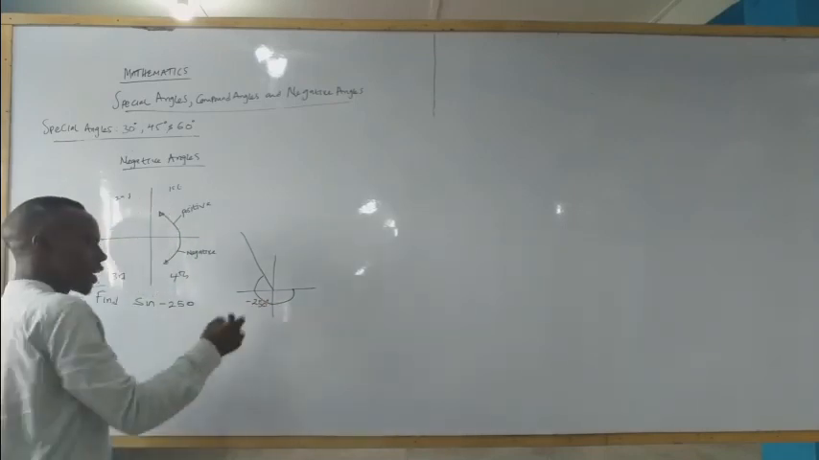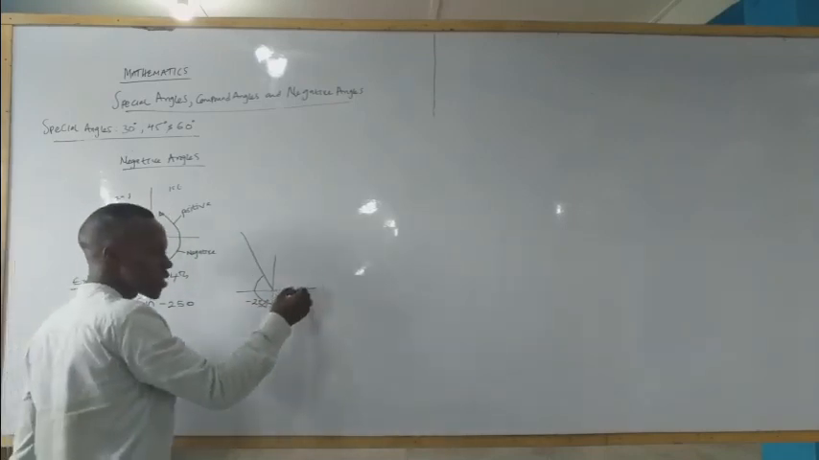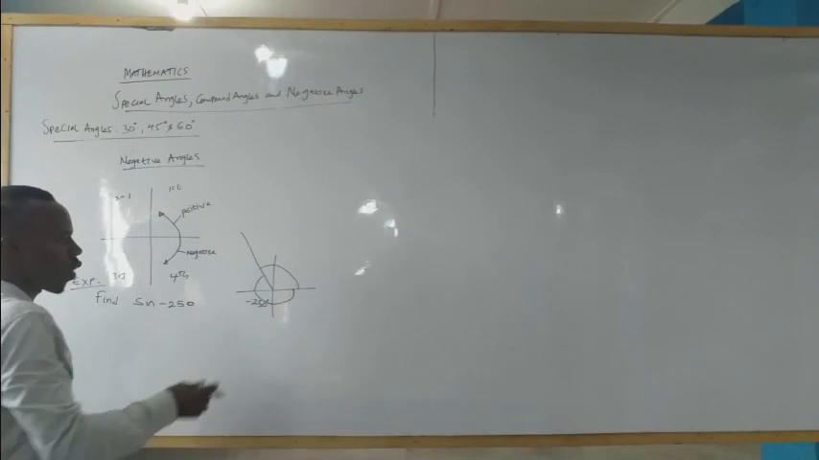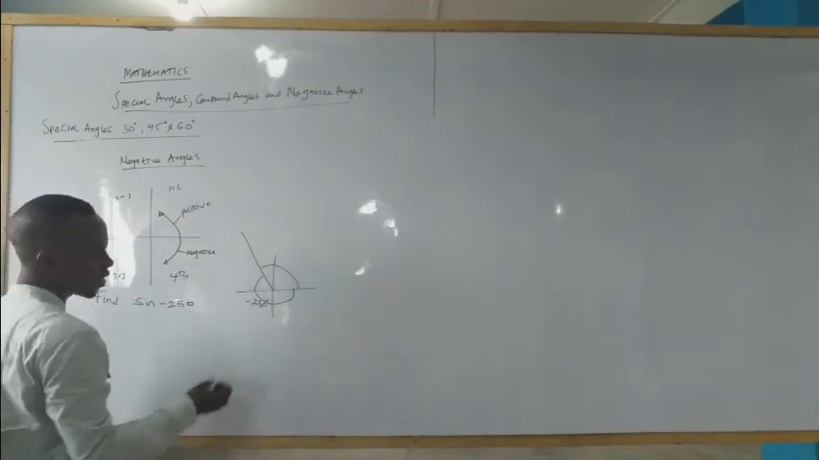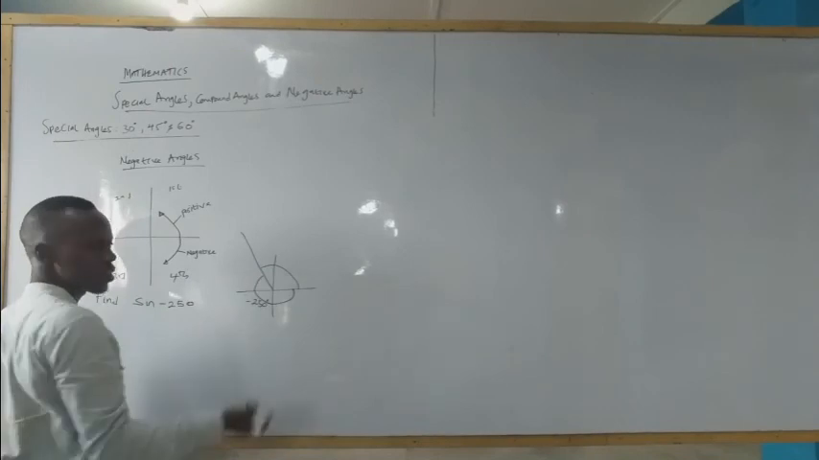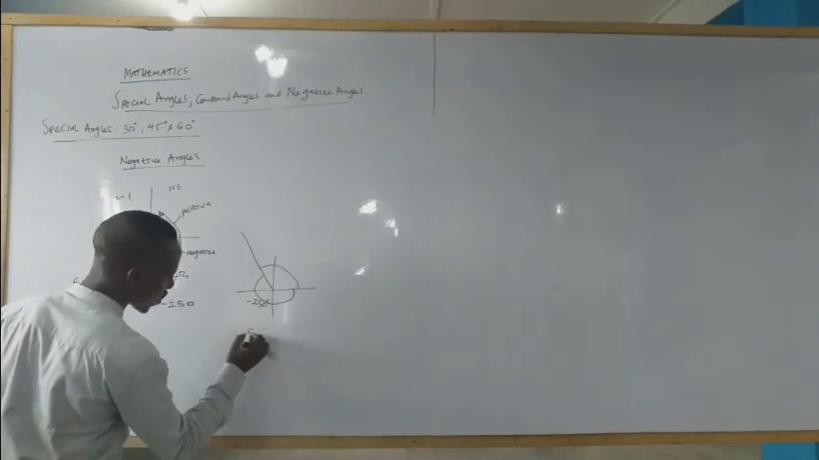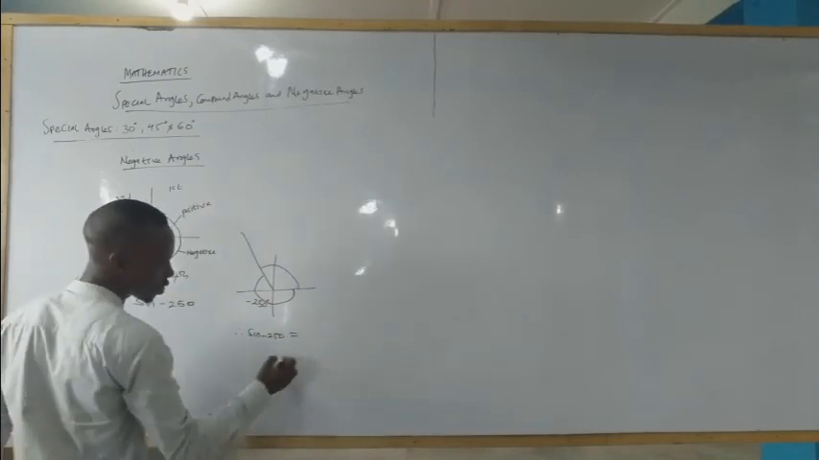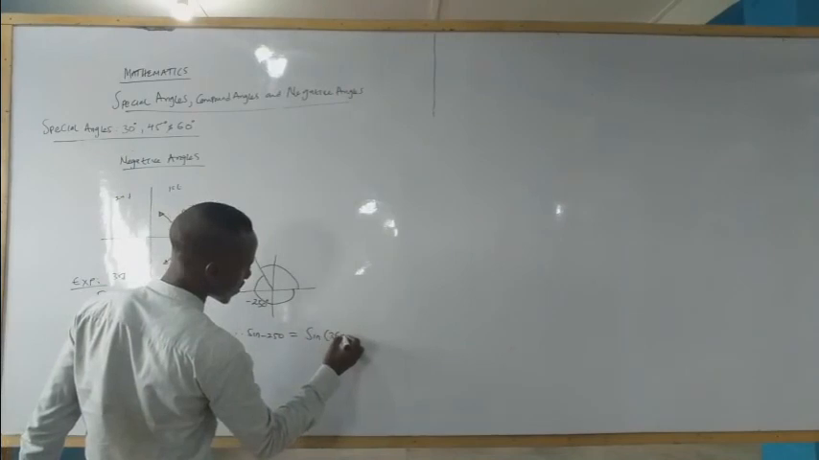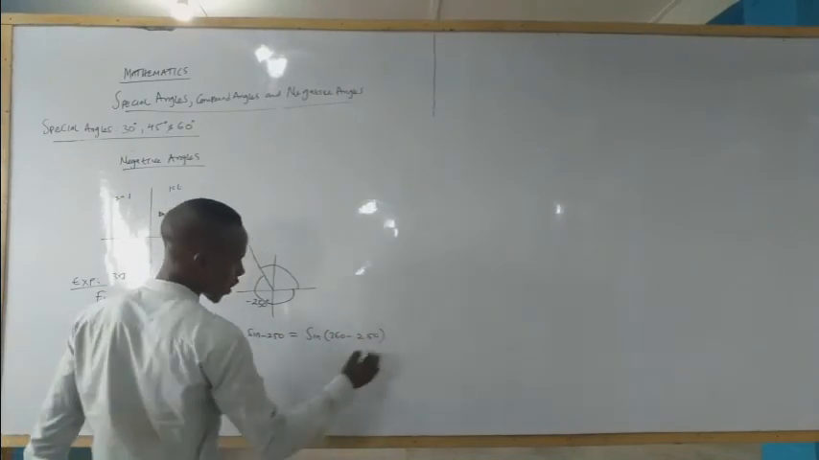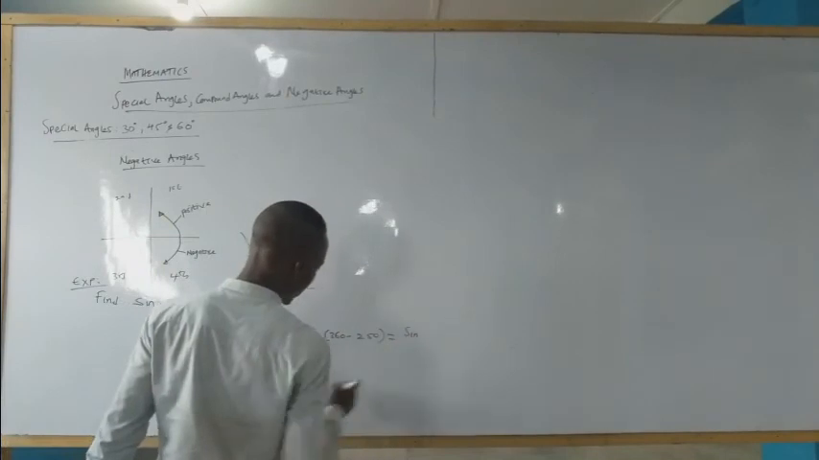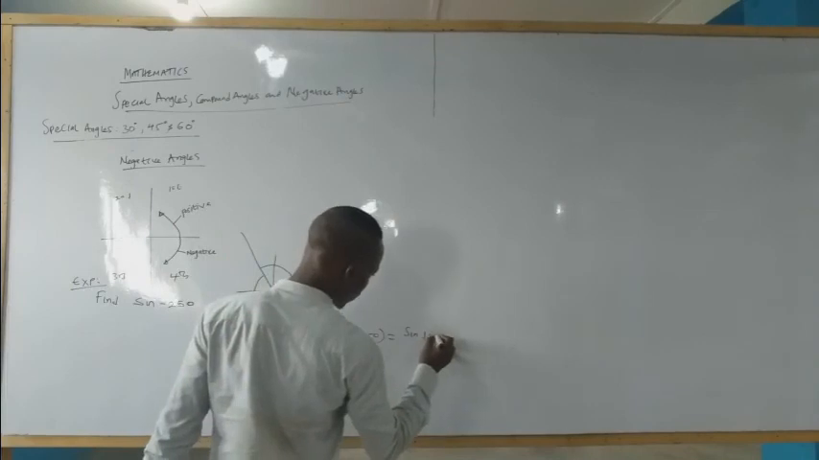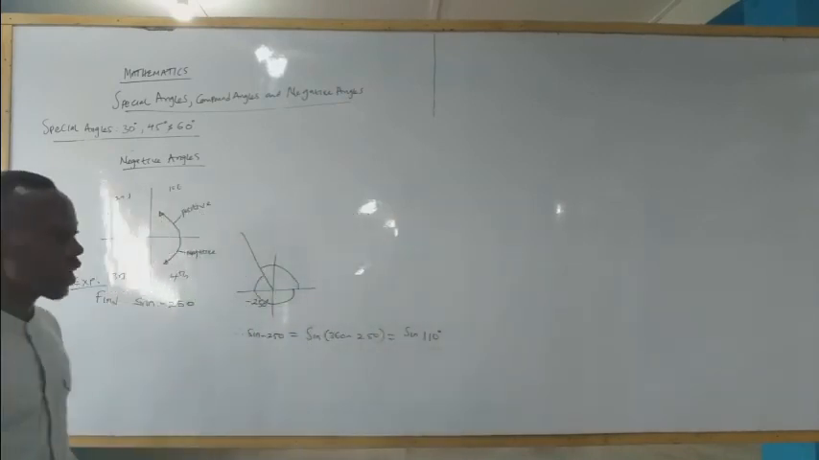So from here now, I can determine this angle by complementing it with a positive angle. So how do I complement this? What is the positive angle here? It's just removing this 250 from 360. So therefore, sine minus 250 is equal to sine of 360 minus 250. This one then gives me 110. So you can then find your sine 110.